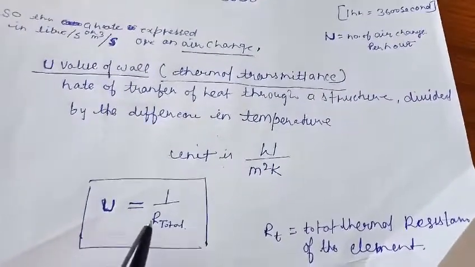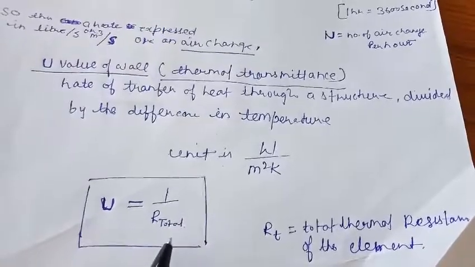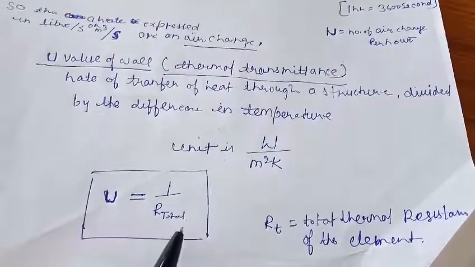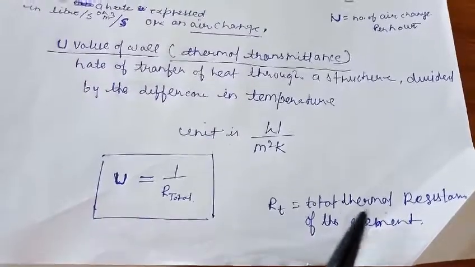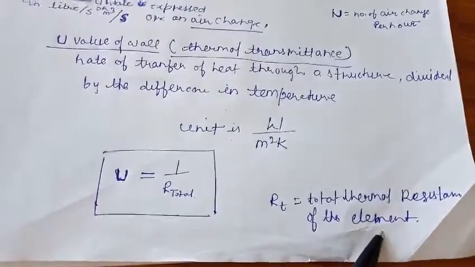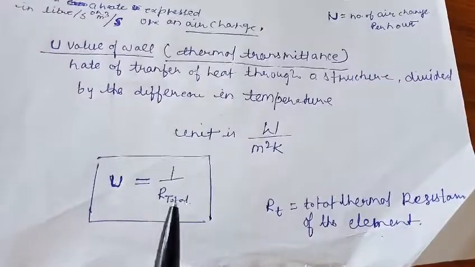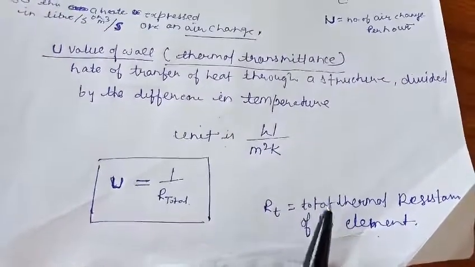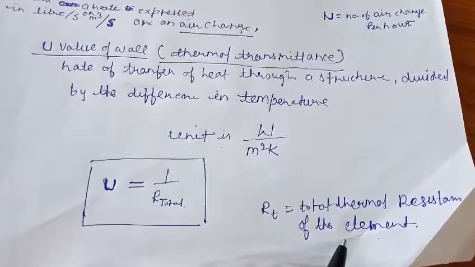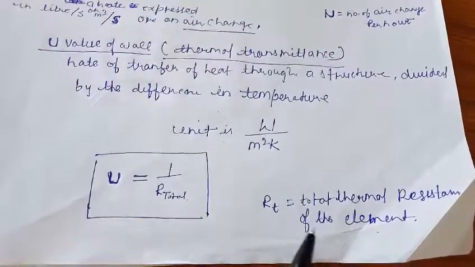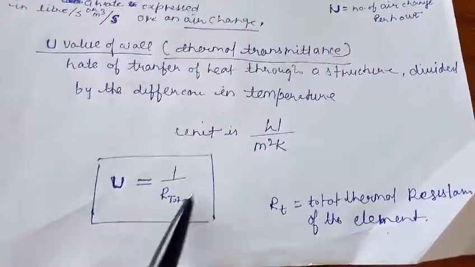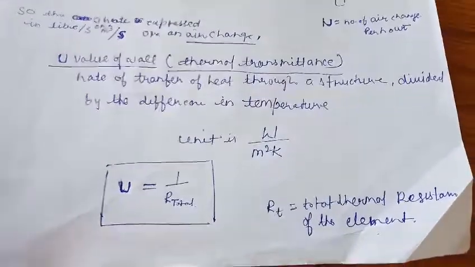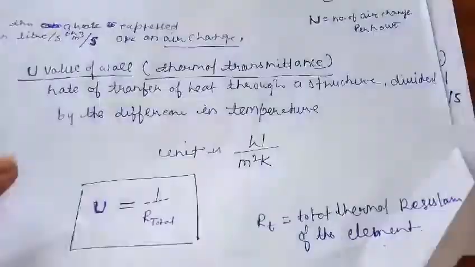And U value is denoted by 1 by R total. R we will study as resistivity, total thermal resistance of the element here, and R total is the resistance of all the elements. We add them and then find the U value of that composite structure.